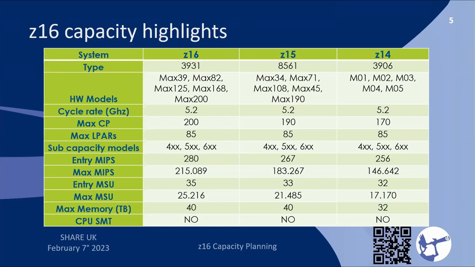First of all, the cycle rate. You see that the cycle rate in gigahertz didn't change when you look at the Z16 and compare it to the two previous families. So the clock speed of the CPU is exactly the same.